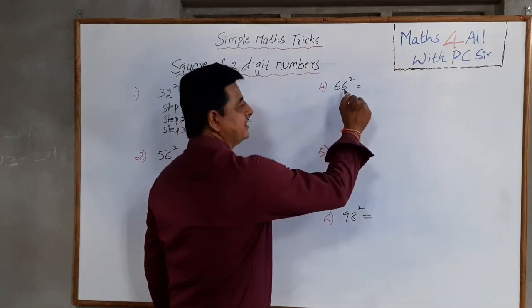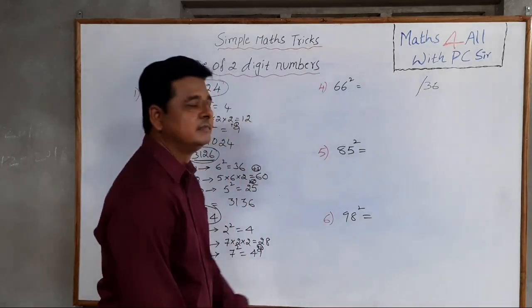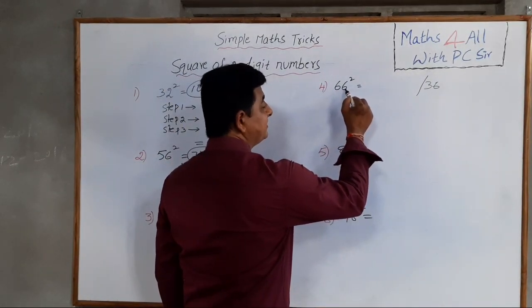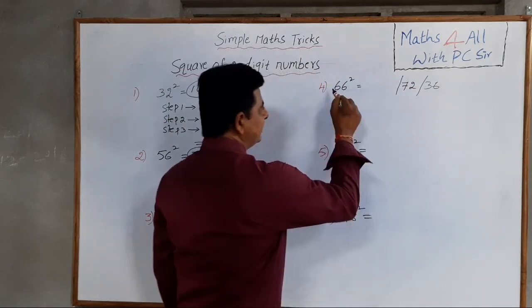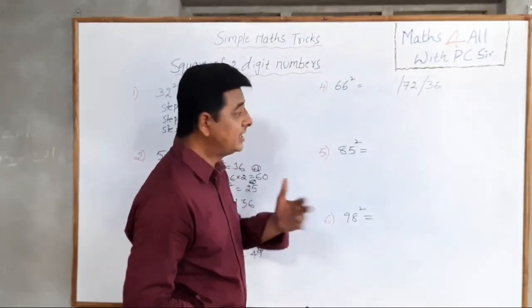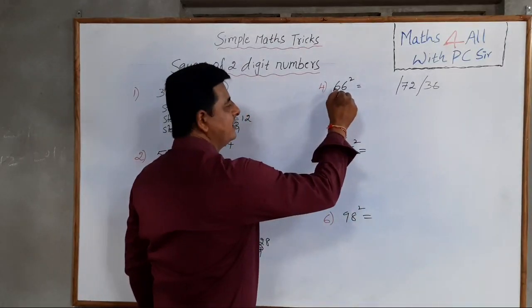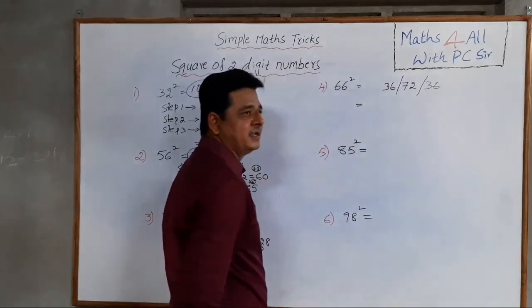First one, 6. 6 square is what? 36. Directly write it. And next 6 into 6: 6 6s are 36. 36 2s are 72. Just you are doubling, no? 6 into 6 and again doubling. Then next here 6 is there again. 6 square again 36.